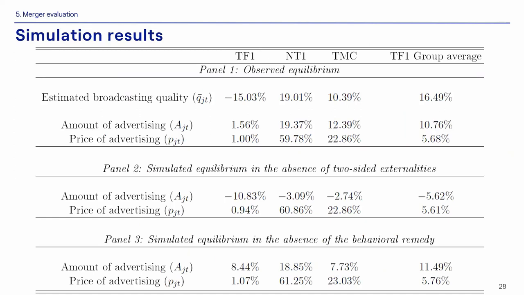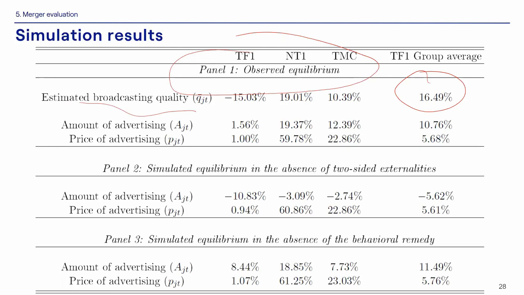Indeed, as I told you, we observe data after the merger, and so we can look at the observed equilibrium. Using the model, we can estimate the quality, and you can see that the quality of TF1 has decreased and the quality of NT1 and TMC has increased because they have benefited, in fact, from the catalog of movies and series of TF1, and altogether the quality of the group has increased.